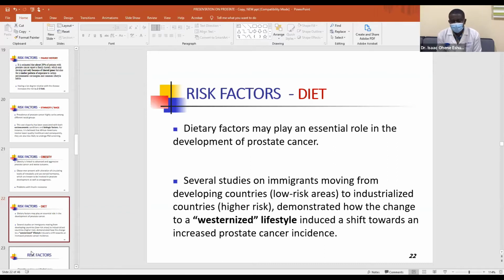Another risk factor is diet, and here we are looking at the westernized diet. If you look at what we talked about with family history, we made mention of shared behavior, which has to do with practices. I mentioned that we will look at some of the practices, and one of them is diet. It's been found that a high intake of red meats, dairy products, and saturated fats actually promotes prostate cancer.